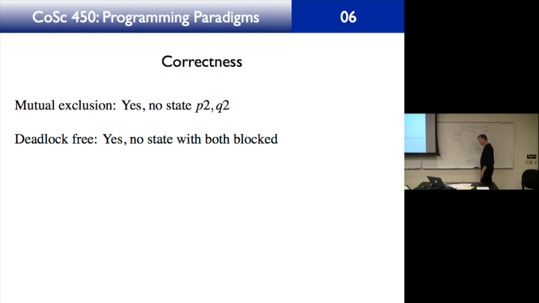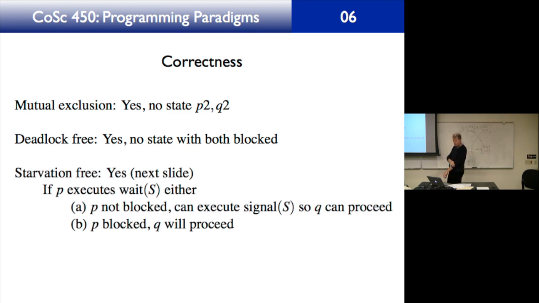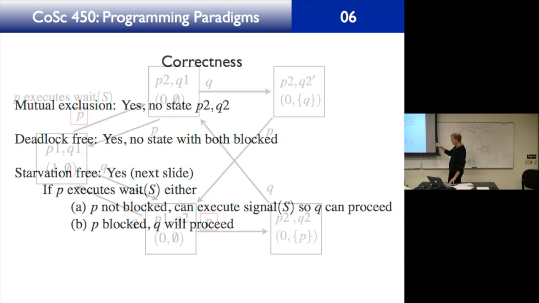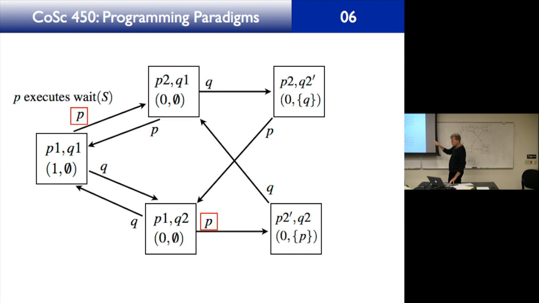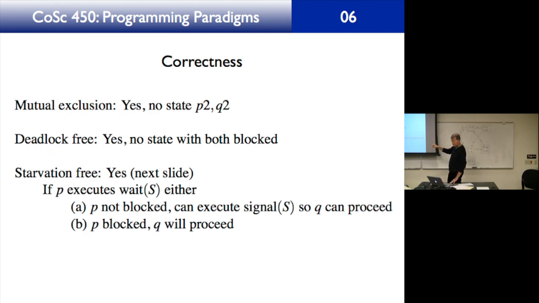And starvation free. How about starvation free? Is it starvation free? Well, now we have to use a little reasoning. Actually, here's the next slide. So let's take a look at this next slide. If P executes wait S, so I have a little picture with the red box around P. Here's our reasoning. The only way P can execute wait S is either A, P is not blocked, which means it can execute signal S, so Q can proceed, or B, P is blocked, in which case Q will proceed, right?